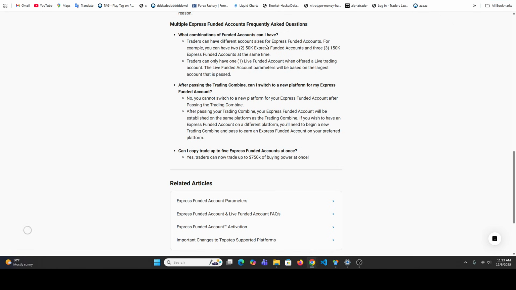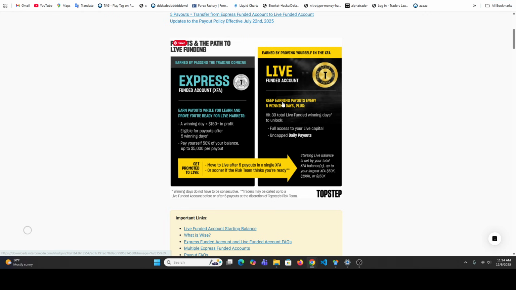So these are express funded accounts where you can have 5 of them and make money with them, but once you're moved to live, you can only have 1 account. What does that look like? So your express funded accounts, right? Eligible for payouts after 5 winning days. We just went over that. Of the $150 or more, you pay yourself 50% of your balance, up to $5,000 per payout.